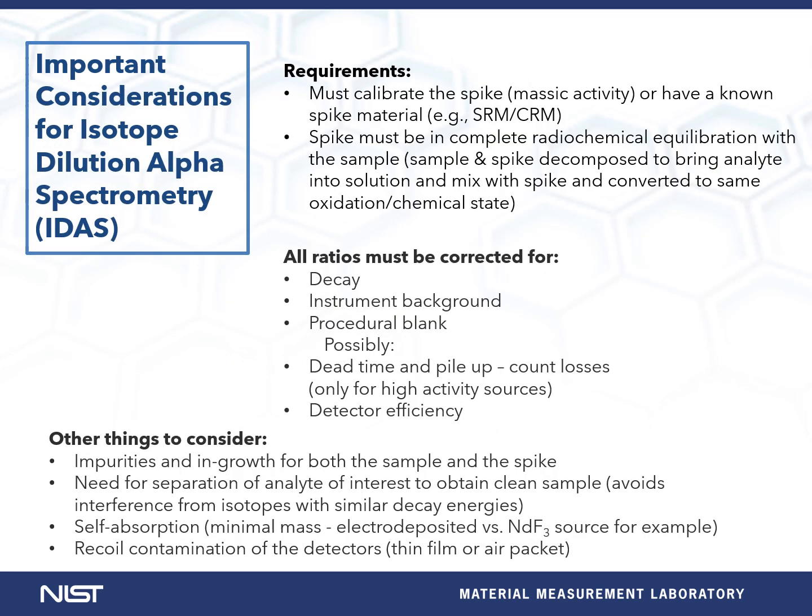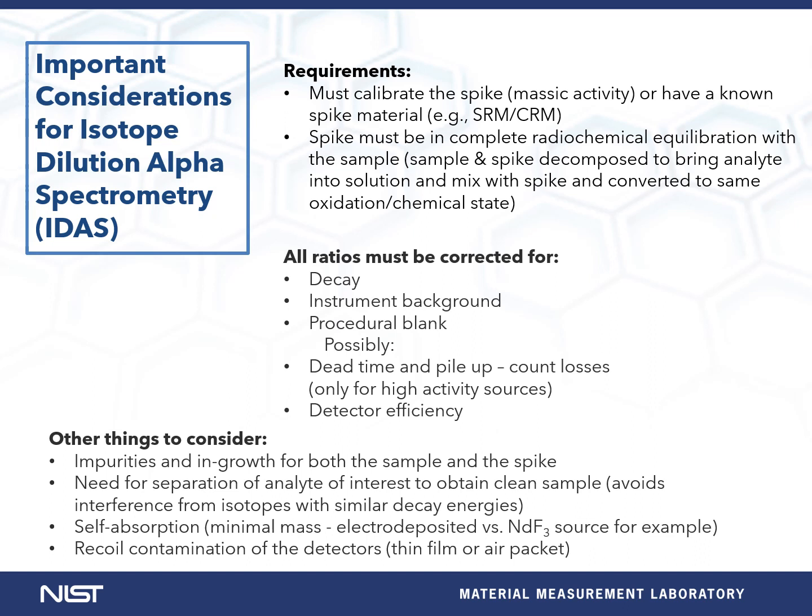To achieve accurate and precise results from the isotope dilution alpha spectrometry technique, there are several requirements that must be fulfilled, corrections applied, and other parameters that should be considered. To achieve accuracy and precision, the following elements are required. The spike material being used must be calibrated or have known basic activity, such as that with a reference material or a certified reference material. And the spike must be in complete radiochemical equilibration with the sample.